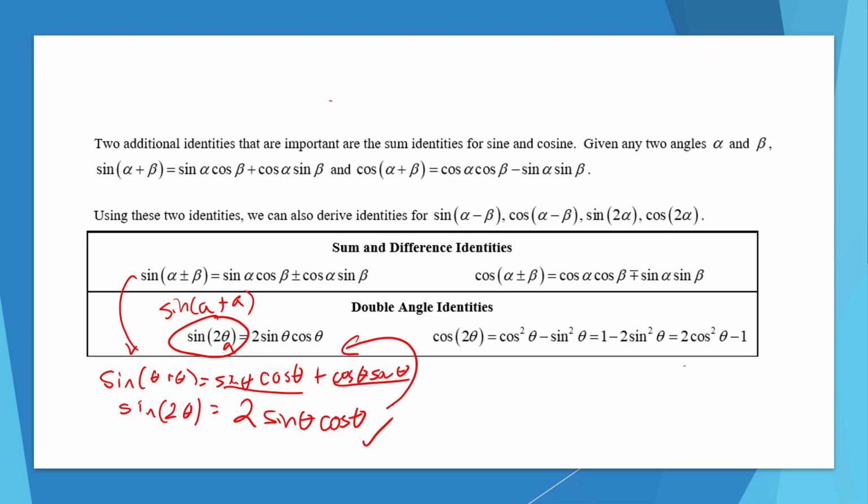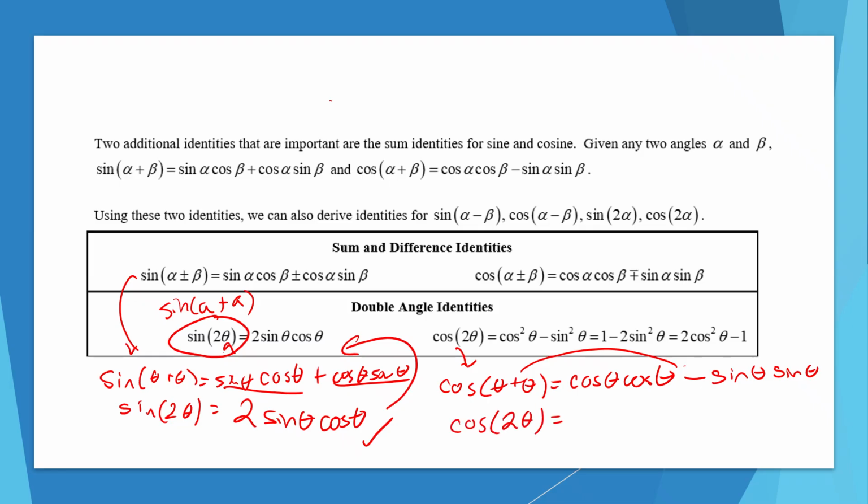For cosine, it's pretty much going to be the same, right? If you have cosine of theta plus theta, this is cosine theta cosine theta minus sine theta sine theta. Remember, cosine changes the sign, so the signs will change there. This will simplify into cosine 2 theta equals cosine squared theta minus sine squared theta, right? So that is our two double angle identities.